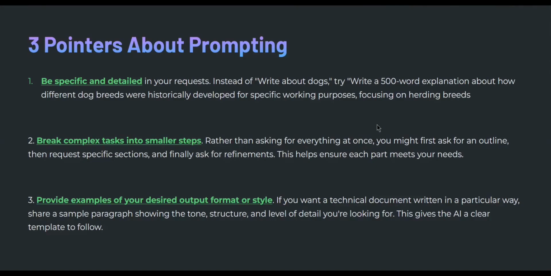And the third would be, if you wanted to use your own voice and you would want the response in your own voice, you would have to upload a writing sample or something like a knowledge base, and that would give you a better answer. So like this says, you would provide examples of your desired output, format, or style, which would most likely be your own writing style. And then this would give the AI a clear template to follow, and you would get a better answer in the end.